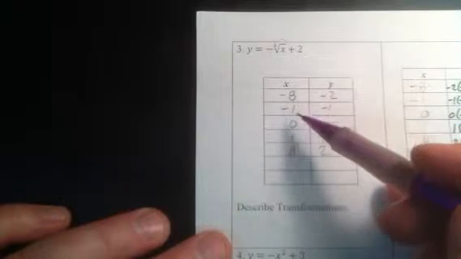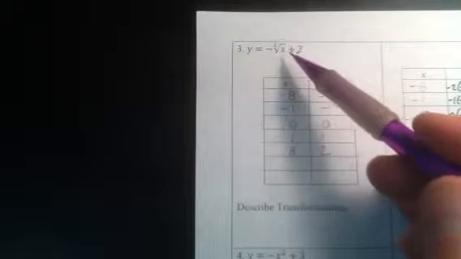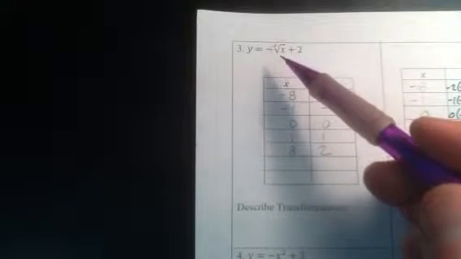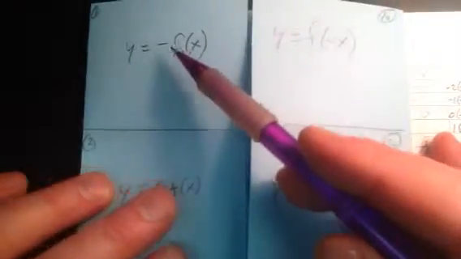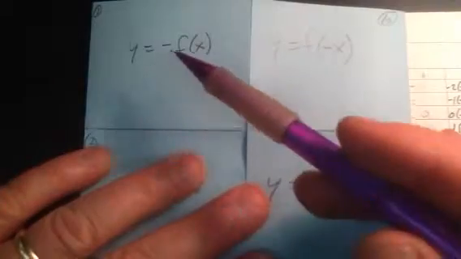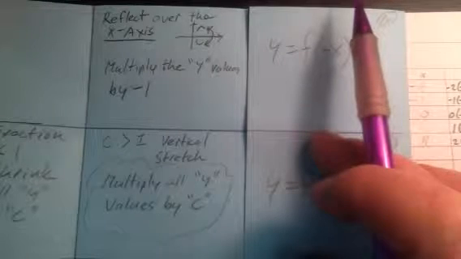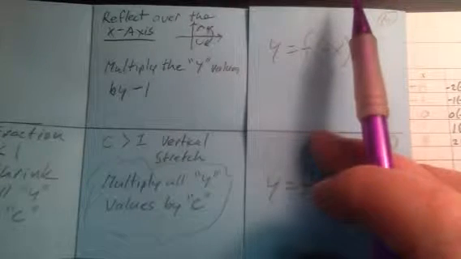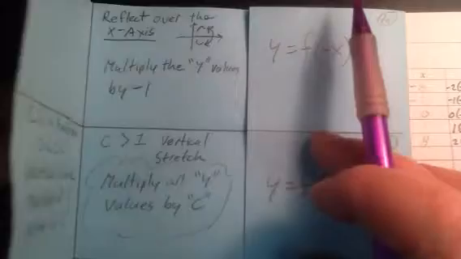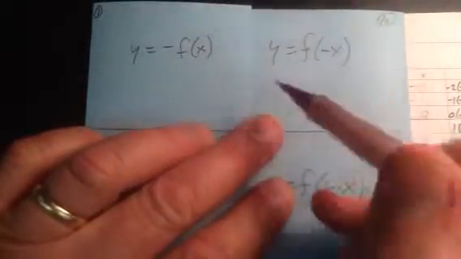Okay, so this is our t-table, and we need to perform some translations. The next skill: you look up here and say, what sort of translations do you want me to do? If I look here, I can see a negative sign in front of my parent function. That is a reflection over the x-axis. I need to multiply all my y values by -1. That's what we're going to do.